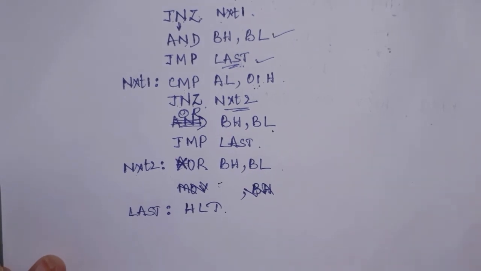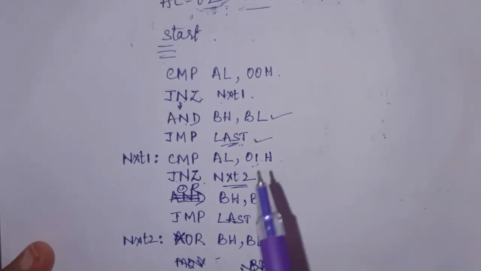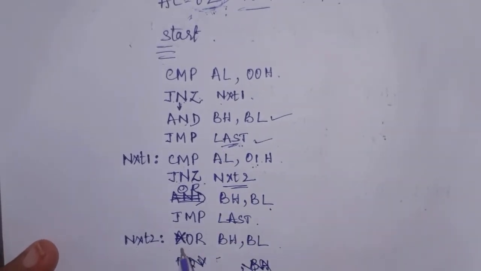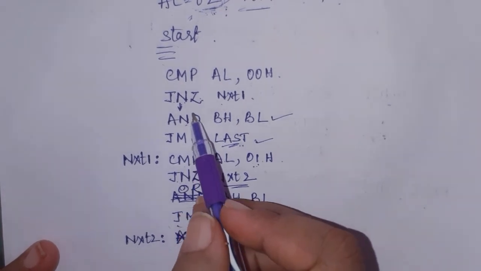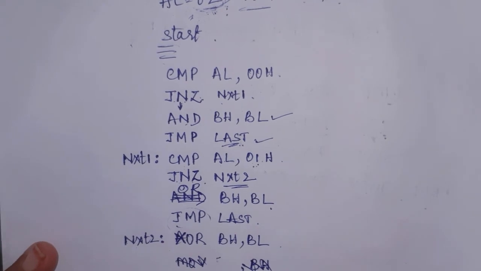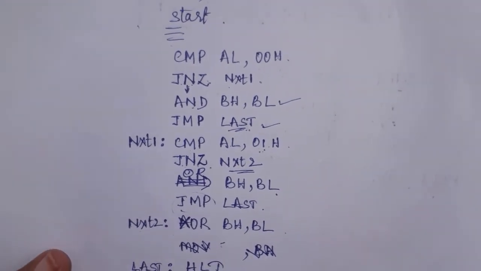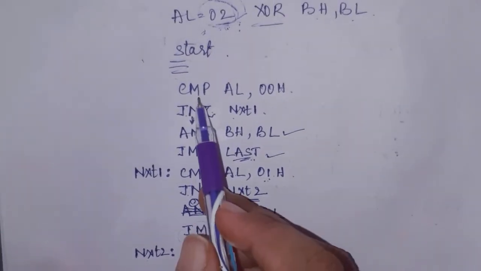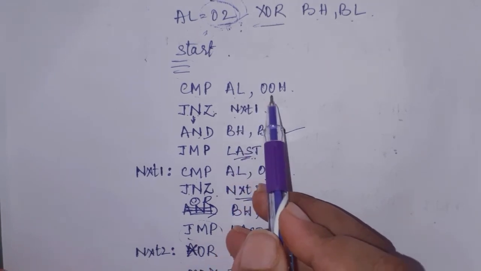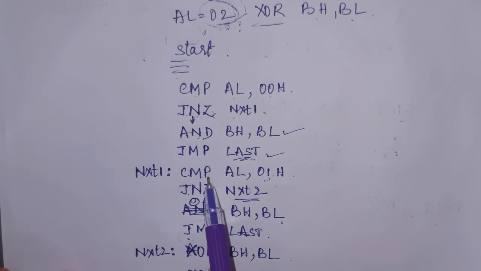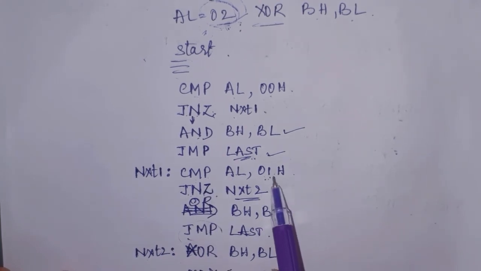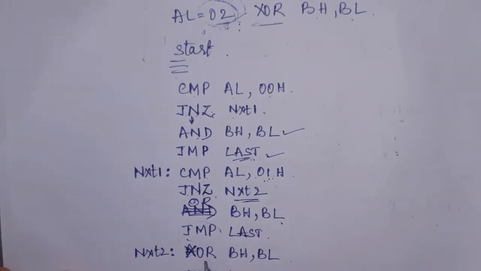Understood? This is how the comparison, conditional jump and unconditional jump instructions are used. Both kinds of instructions are used here. So compare AL with 00. If no zero, then compare with 1. If no zero, no need of comparison, XOR is done.